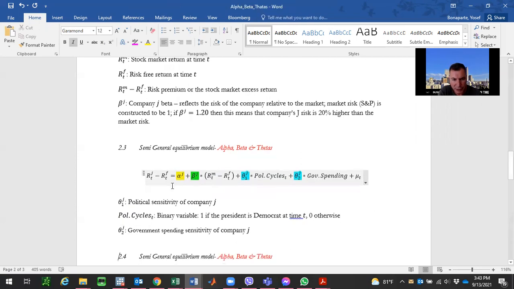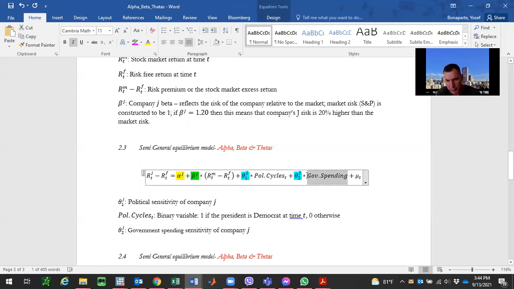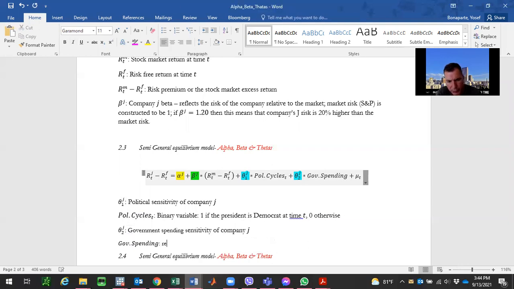Theta 1 reflects the company's political sensitivity. On political cycles, we say it's a binary variable that takes a value of 1 if the president is a Democrat at time t, 0 otherwise. Theta 2 is a coefficient for government spending sensitivity, and government spending reflects the dollar amount of government spending.